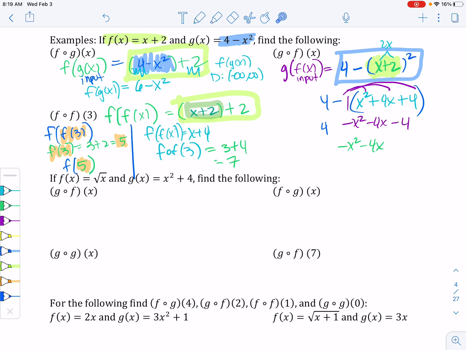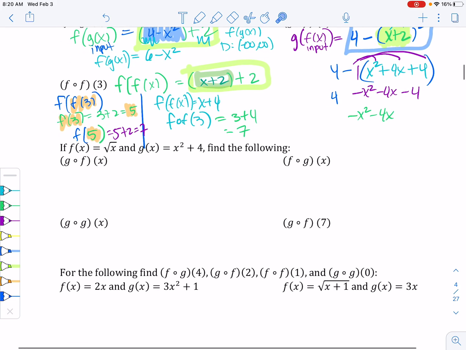So now I find f of 5. If we find f of 5, I'm going to plug it in for my x value here. So this gives us 5 plus 2, which gives us 7. Notice, we got 7 when we did it this way as well. So you can do either way. Both get you to the same spot. Okay? So let's take a look at some other examples.